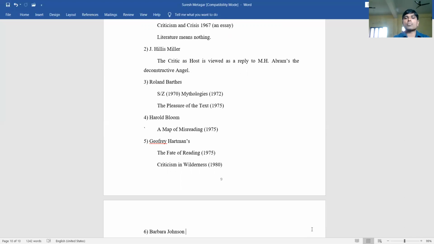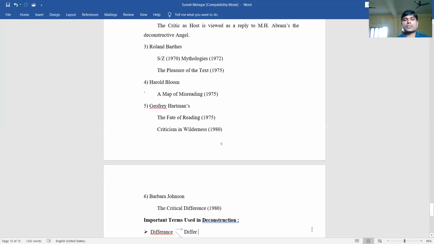And we have Roland Barthes, who was a structuralist. Later he changed and turned post-structuralist. He has written S/Z in 1970, Mythologies in 1972, and The Pleasure of the Text in 1975. In The Pleasure of the Text, he speaks specifically that a text gives pleasure or meaning only when it is diverse, only when there is no fixed meaning. So we have one more writer called Harold Bloom. He has written a work called A Map of Misreading. In this, we come across a famous line: "Every reading is misreading." That's what Harold Bloom says.